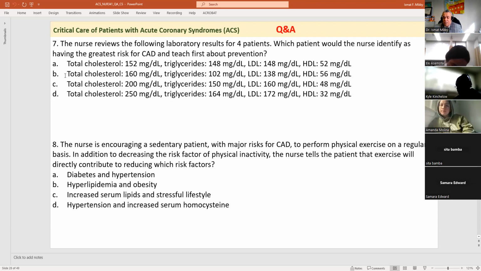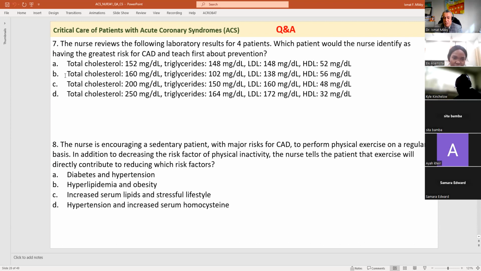So if you apply the numbers in terms of the ranges and values for all the different types of cholesterol, LDL, HDL, VLDL, total cholesterol, and the numbers that we shared in class, which one do you think has the highest or the greatest risk for CAD? D, right? So among all these results, the option D.